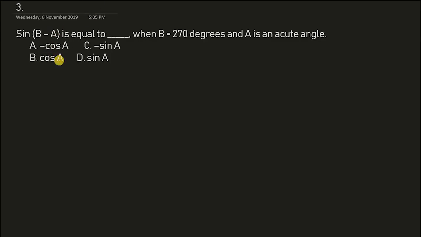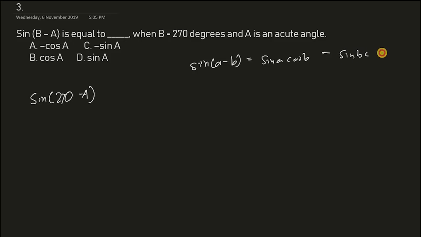Sabi dito, this is sine of B minus A when B is 270 degrees and A is an acute angle. Acute angle, it is lesser than 90 degrees. Alright, so let's solve for this. Sine of B minus A, B is 270 minus A. So, kung mapapansin nyo, we can use the difference identity of sine. So, that's, if we have sine A minus B, we will have sine A cosine B, minus kasi minus din yon, sine B cosine A.